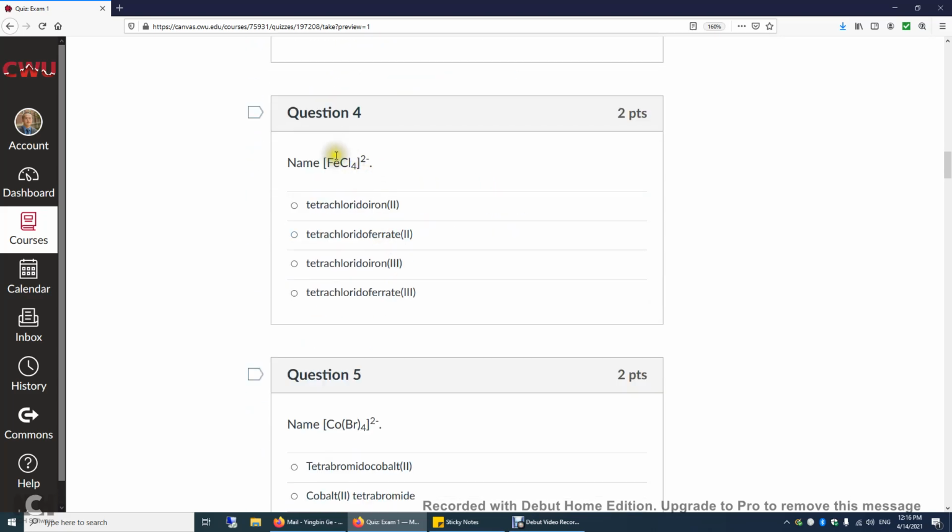Question 4, this is fairly easy. There are 4 chloride ligands, so tetrachloride. But then, since this transition metal complex bears negative charge, you can't say iron, you have to say ferrate. So it's going to be ferrate.